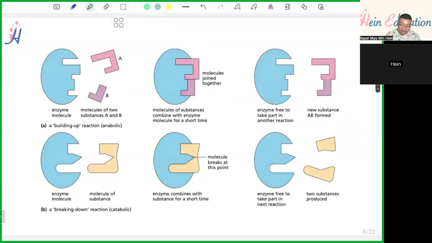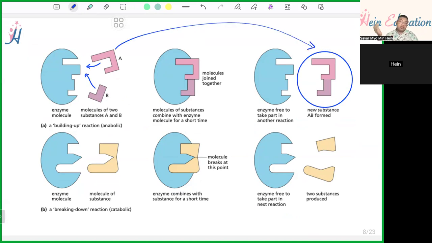As you can see from the diagram, for the upper one, two small molecules, A and B, come and join into the active site, and they form a larger molecule, which we can call an anabolic reaction, because it's building up from smaller molecules into a larger molecule. For the lower part, part B, which is a catabolic reaction, we have one big molecule and it gets broken down into two or three or whatever products. That means large molecules into smaller molecules, which is known as a catabolic reaction.